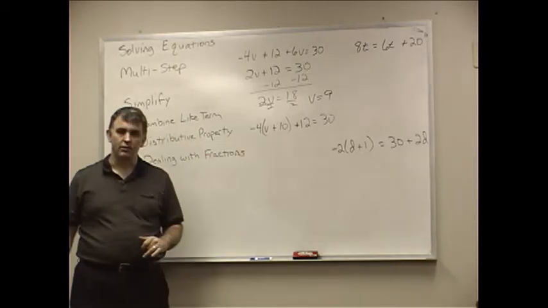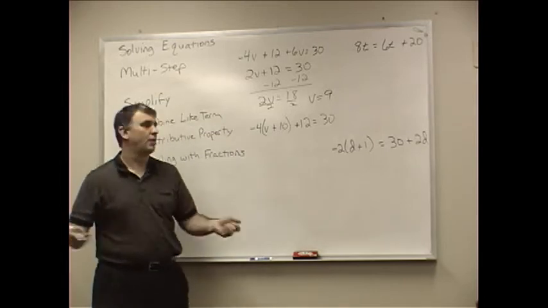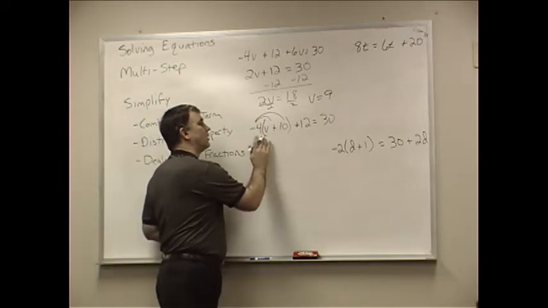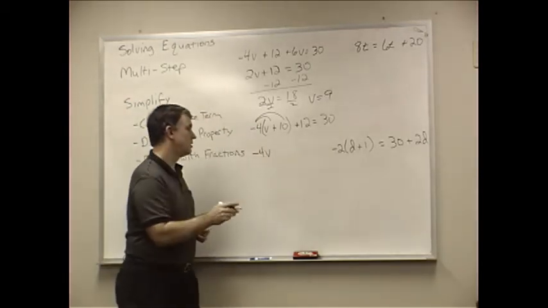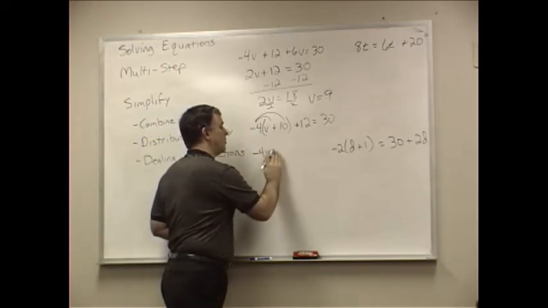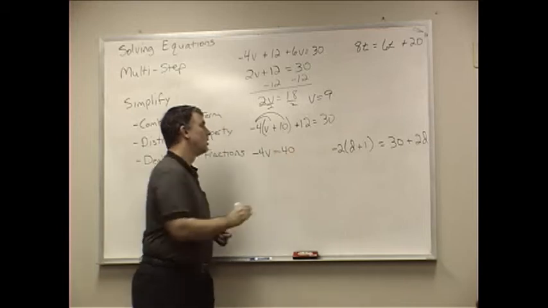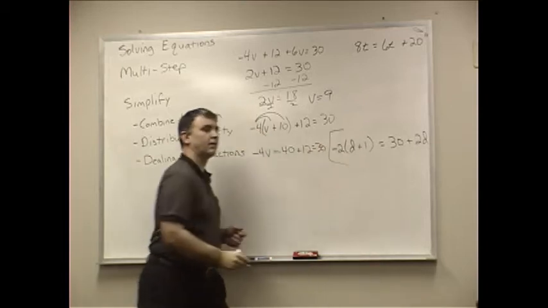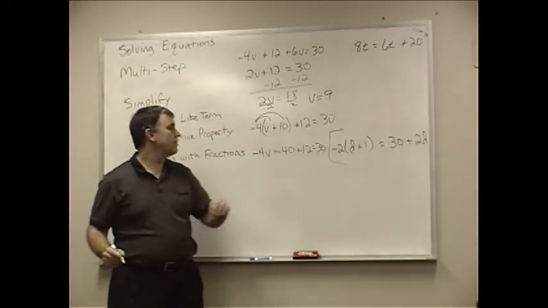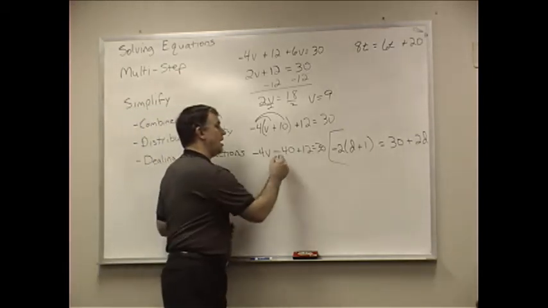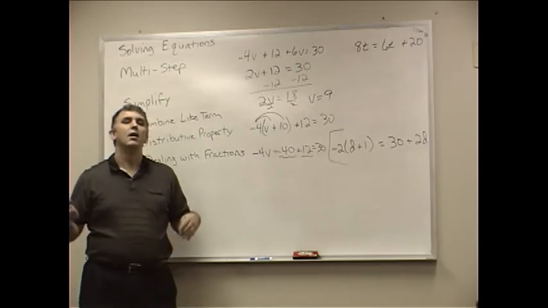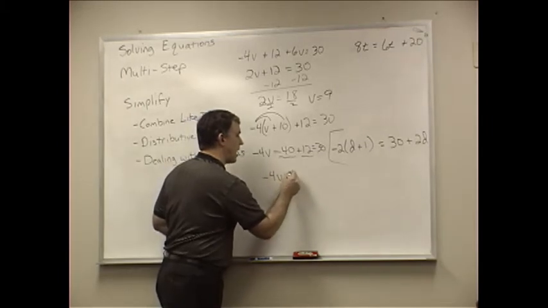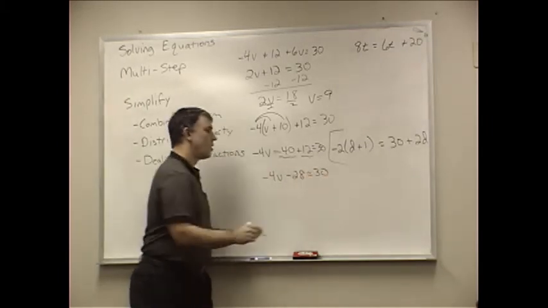Here, I've got a set of parentheses, don't I? How do we get rid of parentheses? With the distributive property. So I'm going to take that negative 4 and I'm going to multiply it through. Negative 4 times v, negative 4v. Negative 4 times 10, minus 40, plus 12, equals 30. I apologize for getting close to that other problem. So negative 4v minus 40 plus 12 is 30. Hey, you got some whole numbers you can combine. Negative 40 and 12, when you combine them, negative 4v minus 28 equals 30.